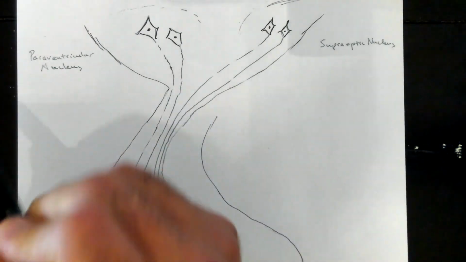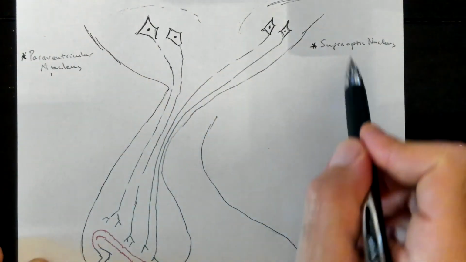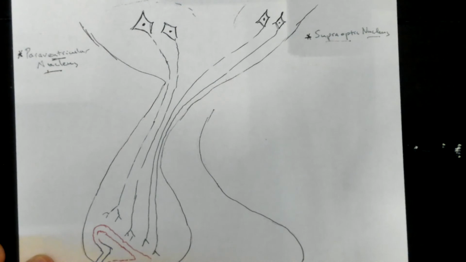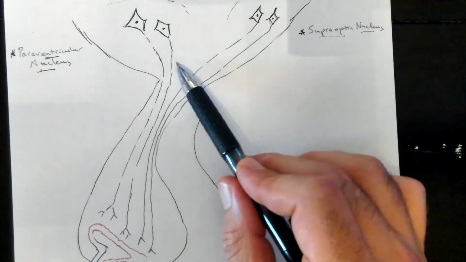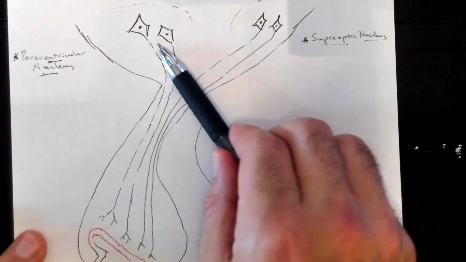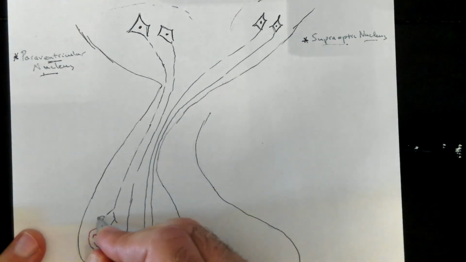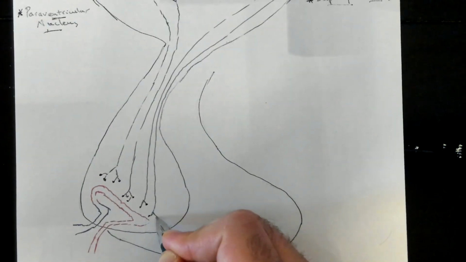Here I've highlighted just 2 of the nuclei. You do not have to memorize all of them, but it's good to know some of these. Paraventricular nucleus and supraoptic nucleus are 2 of the famous ones where hormones are being made. And again, we're not going to use the bloodstream, so we're going to be making them in these cell bodies. We're going to transport them via axons all the way down to the synaptic end bulbs down here. And at those synaptic end bulbs, that's where they're going to be secreted.